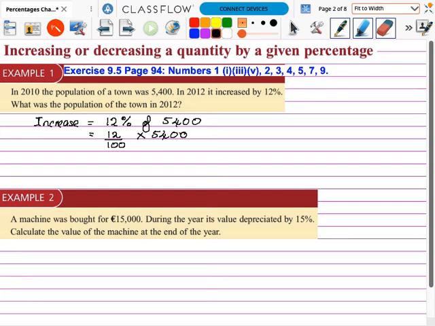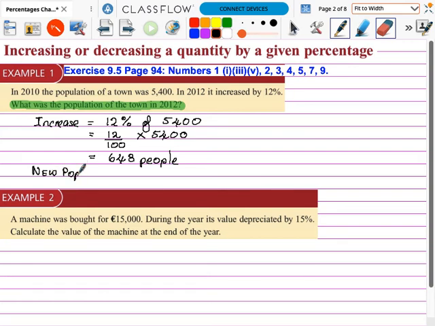Well, welcome back. I'm sure that the answer you got, I hope, was 648 people. So the population increased by 648 people. But this is a classic question. Did it ask you what the increase was, or did it ask you what the new population was? They asked you what was the population of the town in 2012, which means they want you to work out the new population.